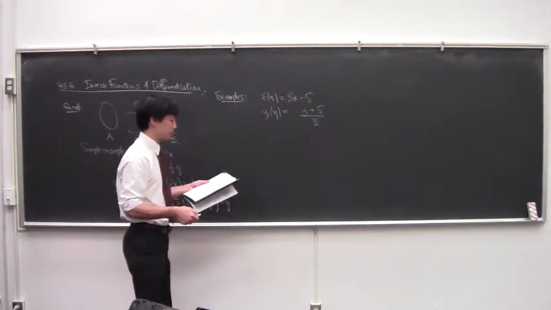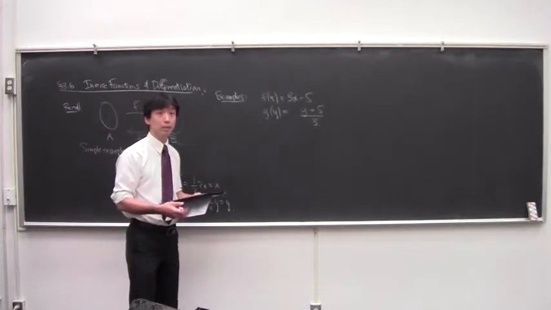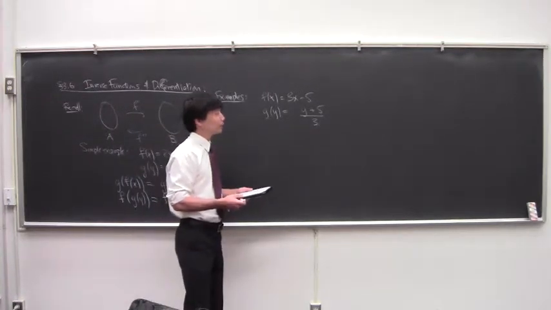I have a question. Yes. Why is it y plus 5 all over 3 instead of y over 3 plus 5? Well. Does that make sense?